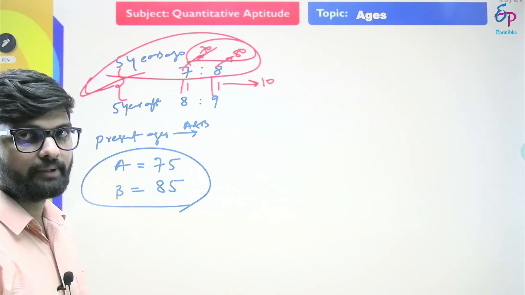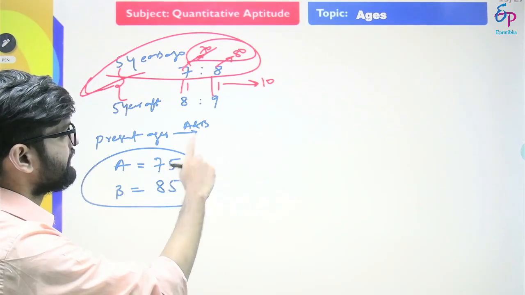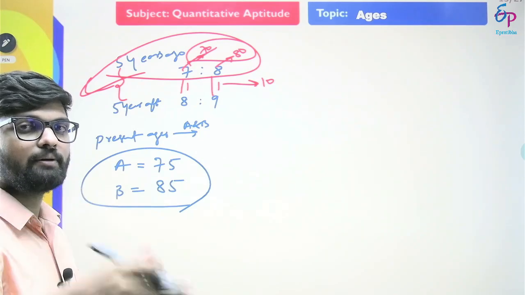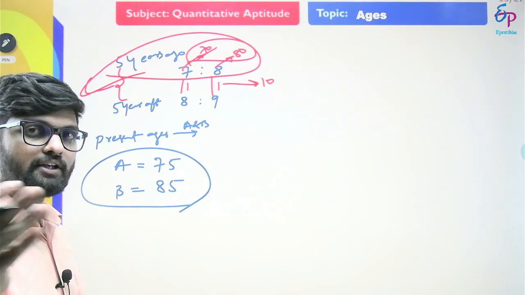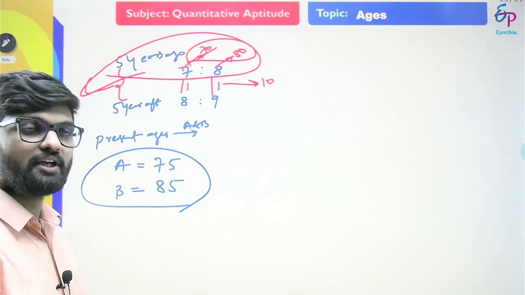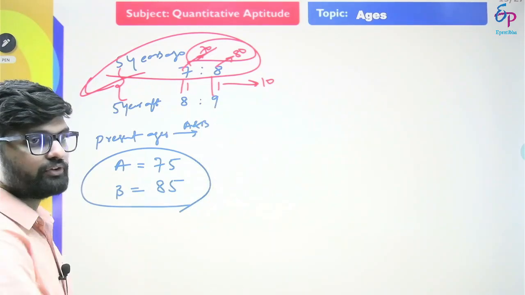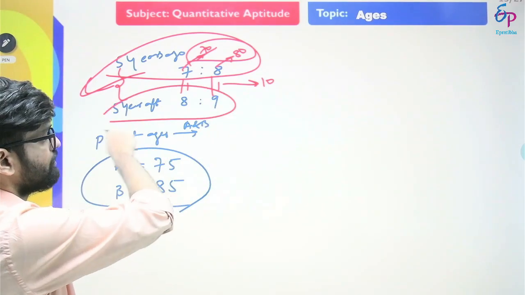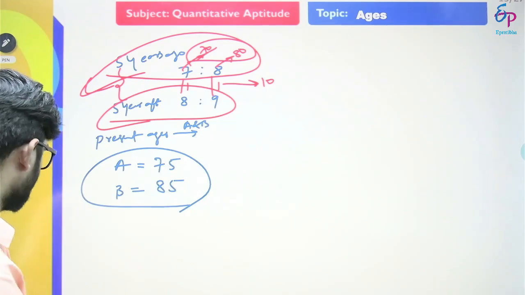Or you can take 7x and 8x as the past ages. 7x plus 5 and 8x plus 5 are the present ages. 7x plus 10 and 8x plus 10 are the future ages, and you can get the relation between the future ages. They have given the relation between future ages, right? What is the ratio? They have given it as 8:9.